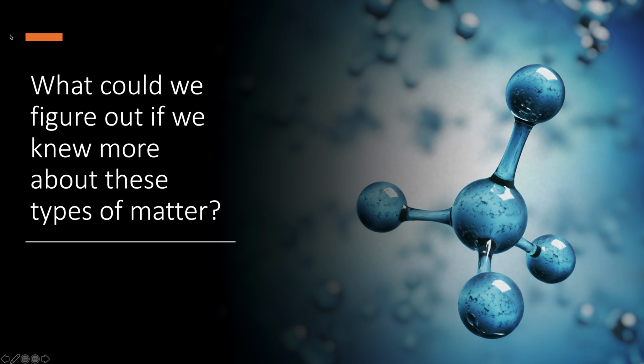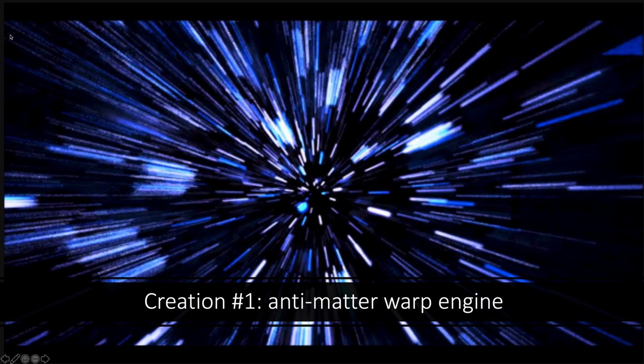The first creation is an antimatter warp drive. Because a matter and antimatter collision releases a large amount of energy, scientists can harness the energy to travel at extraordinary speeds. Unfortunately, it is very expensive and time-consuming to create antimatter, so we will probably not create warp drives for a while. The second creation are wormholes.